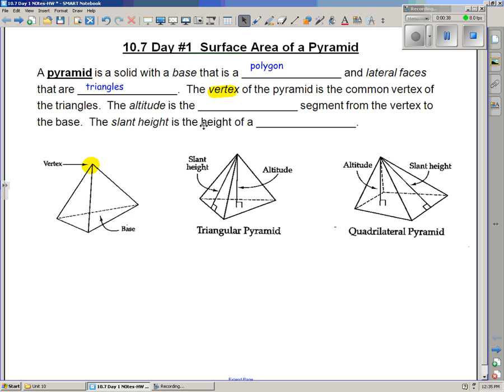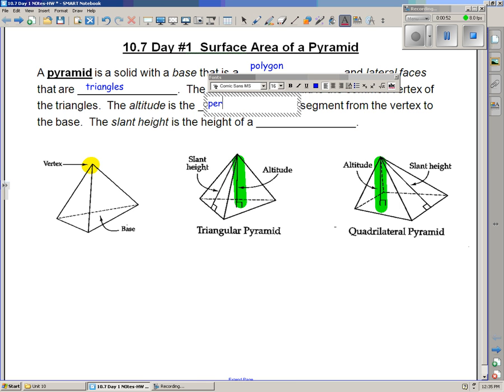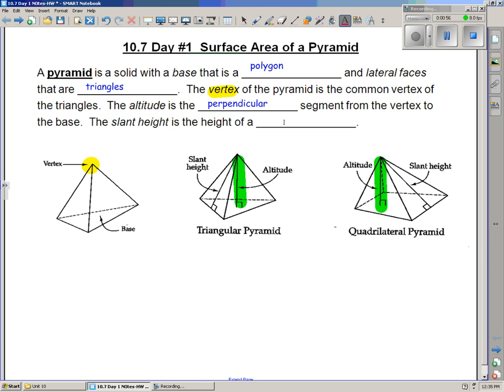Then when we start talking about the altitude, the altitude happens to be that perpendicular segment that goes from that vertex down to the base. So the altitude is the perpendicular segment that goes from the vertex to the base.